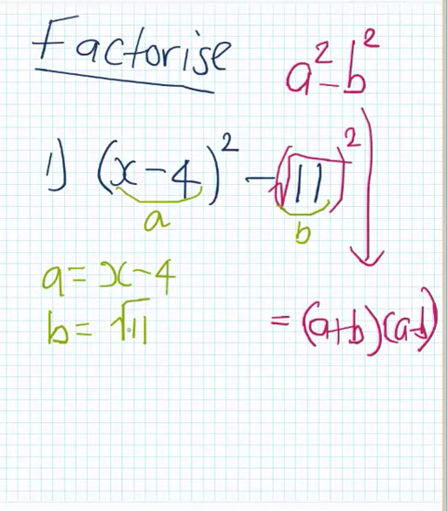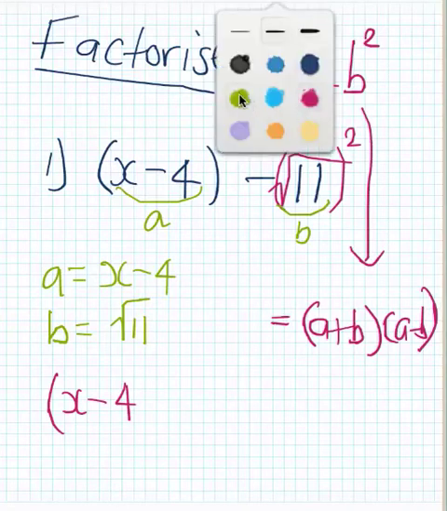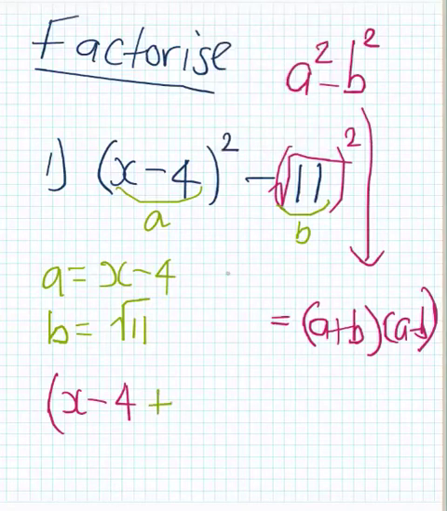And now all we have to do is put it in brackets, because a squared minus b squared is equal to a plus b and a minus b. And we've factorized it. So let's do that. So we have a is x minus 4, okay? And I'll change the color to emphasize we're adding the b now, plus, and what is b? b is the square root of 11, okay?